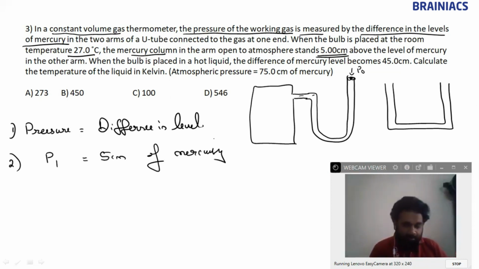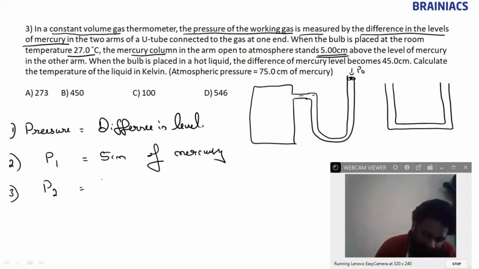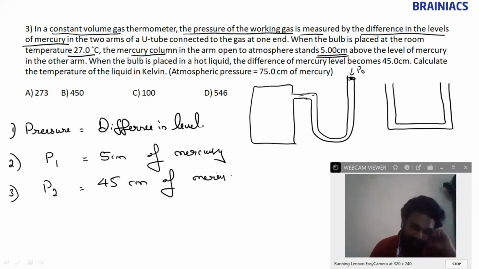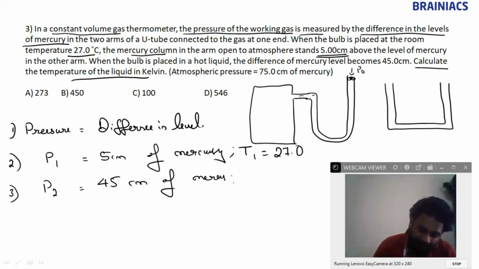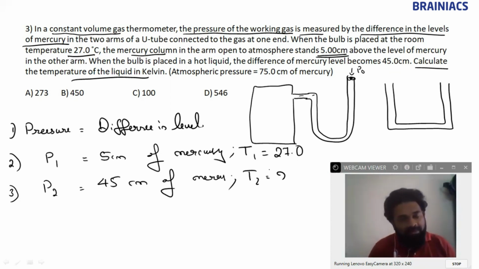Another case is when the bulb is placed in hot liquid, the difference of mercury level in the second case becomes what? 45 centimeter of mercury. Now what they are asking is to calculate the temperature of the liquid in Kelvin. So here P1, T1 is given as 27. In the second case, P2 is given, T2 is not given. So very simple.